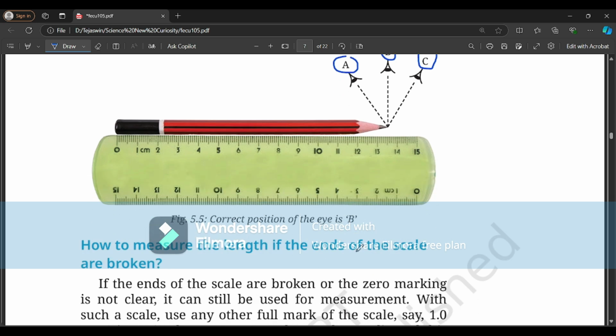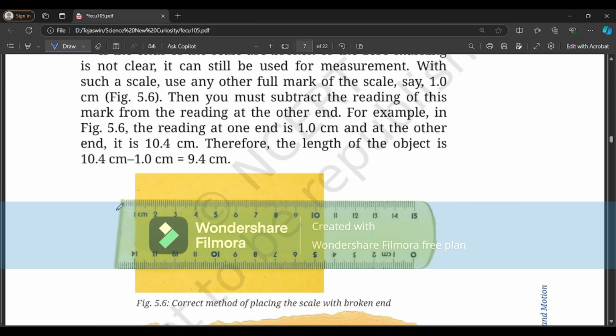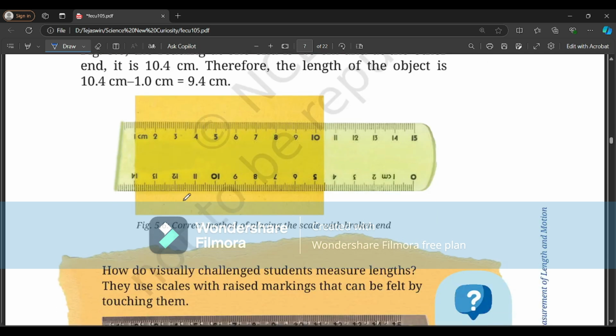Okay. So how to measure the length if the ends of the scale are broken? For example, if you see in figure 5.6, this scale is broken. So what happens if the scale is broken? The zero marking is not clear, correct? So if we see from 1 to 0, 0 is not clear, the part is broken. So we start the measurement from point 1. Once we start the measurement from 1.0 centimeter, you must subtract that from the reading. For example, from 1 to 10.4, the length of the object is 10.4 minus 1. Okay, so that will be 9.4.